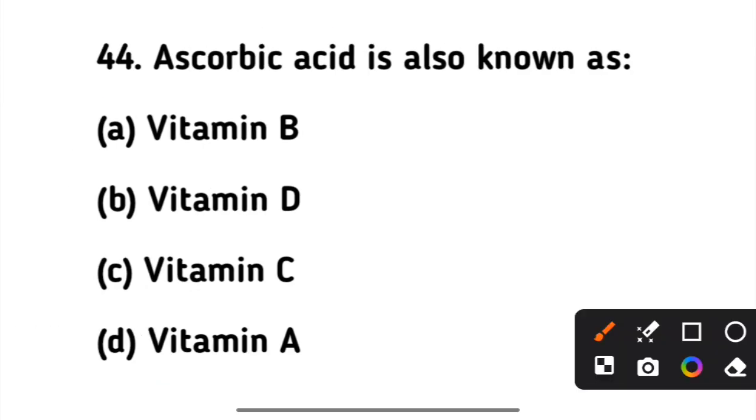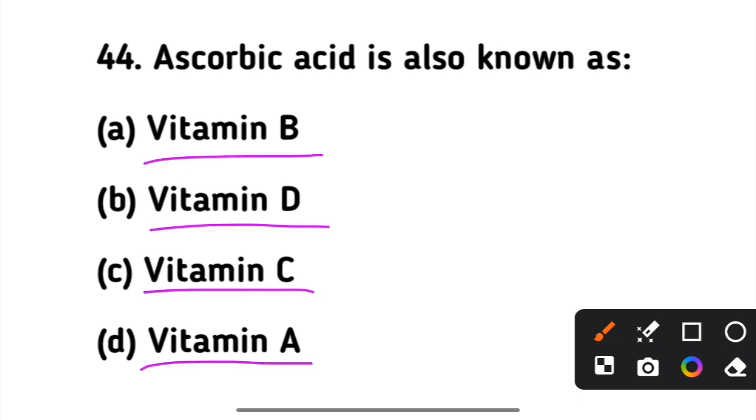Next, ascorbic acid is also known as vitamin B, vitamin D, vitamin C, vitamin A. Option C is correct. Vitamin C, ascorbic acid.